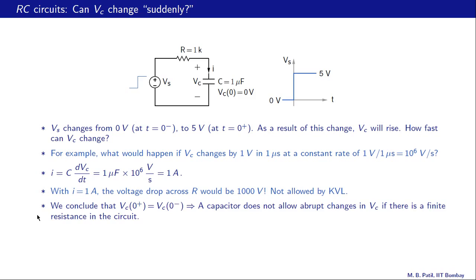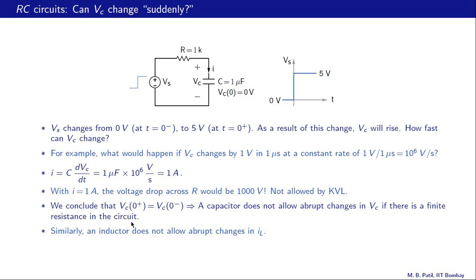And therefore we conclude that Vc at t equal to 0 plus must be equal to Vc at t equal to 0 minus. If these were not equal, that would lead to a very large capacitor current, and the KVL equation would not be satisfied. So therefore, a capacitor does not allow abrupt changes in Vc if there is a finite resistance in the circuit. As long as there is a finite resistance in the circuit, which is usually the case, we must have the capacitor voltage to be continuous.